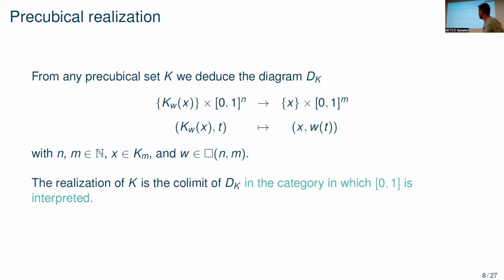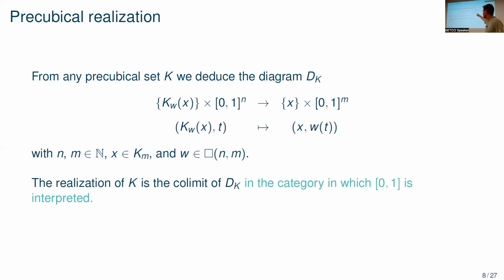So if you have a precubical set K and an element X of your precubical set K and a word W, then you can define a face inclusion from the cube which is labeled by KWX to the cube which is labeled by X. Here you just apply the word W and you replace the occurrences of X by the components of the tuple T. And therefore, you have a diagram in a certain category.